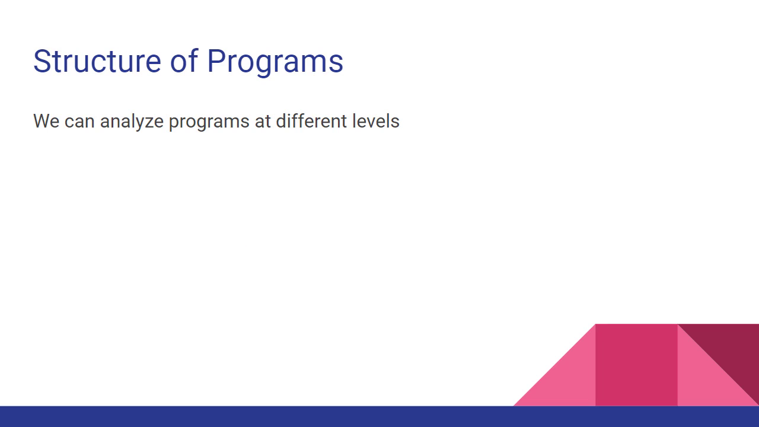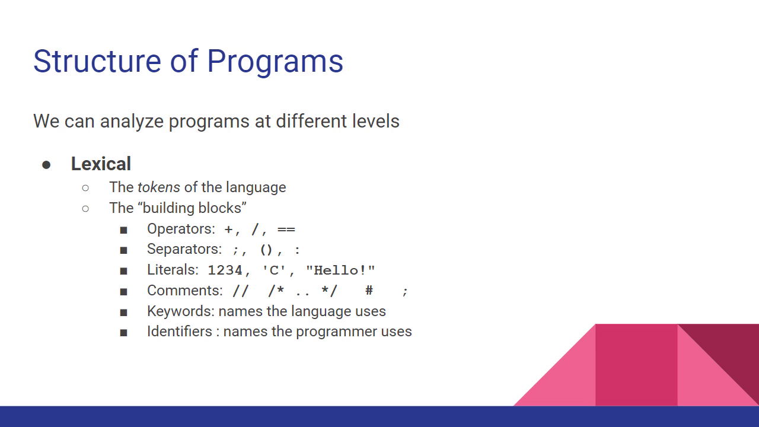Now, every programming language has some sort of structure for its programs, and we can talk about that structure at different levels. So the bottommost level would be the lexical level where we're talking about the tokens of the language. That would be the things that are the building blocks of the language. So things like operators, separators, literals, comments, keywords, identifiers, and you can see some examples here. Now these aren't all for the same language. So for example, in some languages, they might not have a colon as a separator, and certainly comments are different in each language.